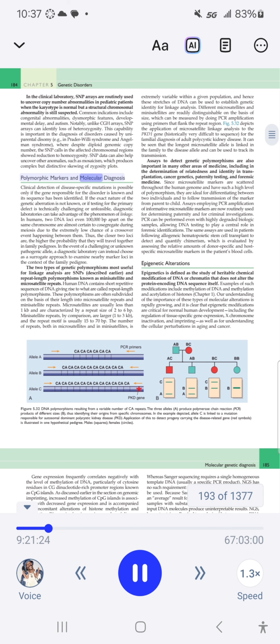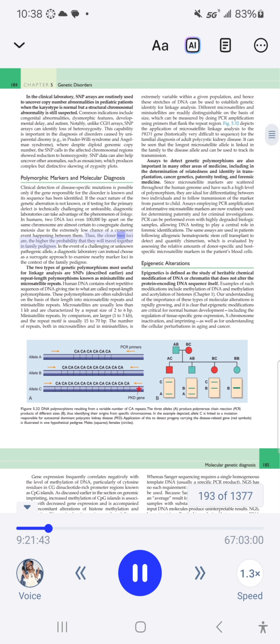Polymorphic markers and molecular diagnosis. Clinical detection of disease-specific mutations is possible only if the gene responsible for the disorder is known and its sequence has been identified. If the exact nature of the genetic aberration is not known, or if testing for the primary defect is technically challenging or unfeasible, diagnostic laboratories can take advantage of the phenomenon of linkage. In humans, two DNA loci, even 100,000 BP apart on the same chromosome, are almost certain to co-segregate during meiosis due to the extremely low chance of a crossover event happening between them.